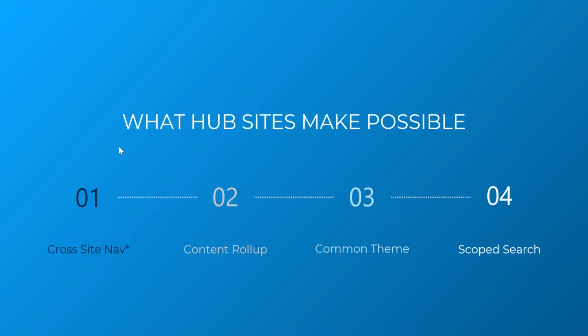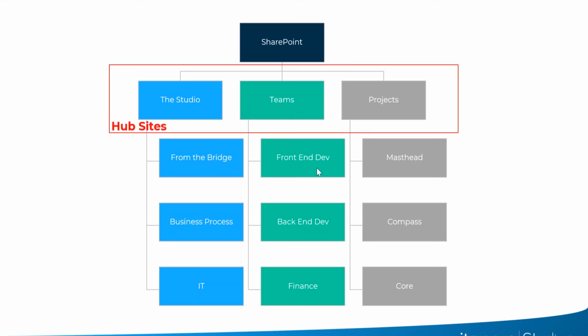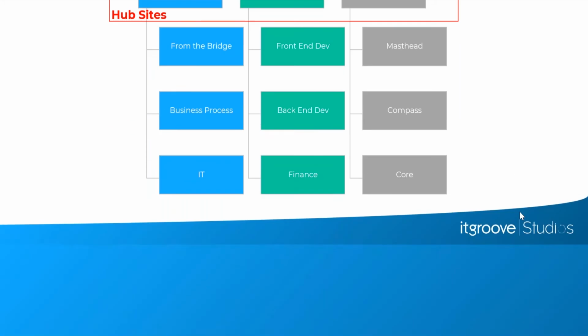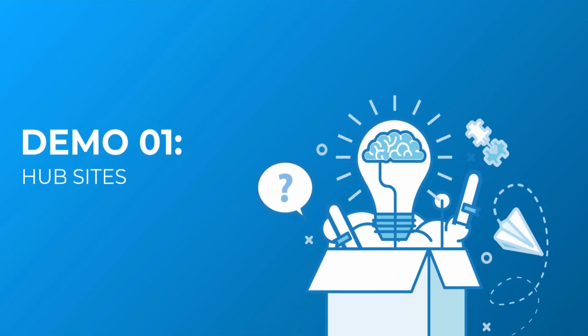Just to give you an example of how this might be used, in a very simplistic SharePoint portal, in our Studios demo portal, we have something called the Studio, which is our intranet. We have something called Teams, and something called Projects. These are hub sites up here. These are all individual sites that we've joined up to the hub site. I'm going to do a little demo right now and show you how you can actually go through this process that we talked about of creating a hub site.